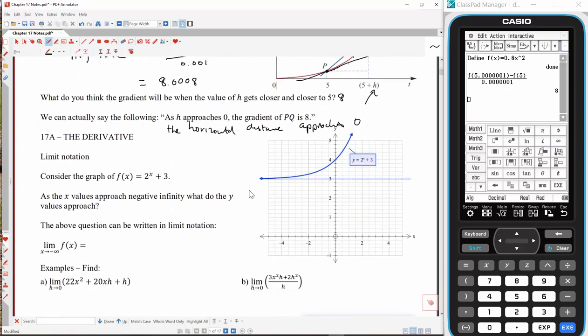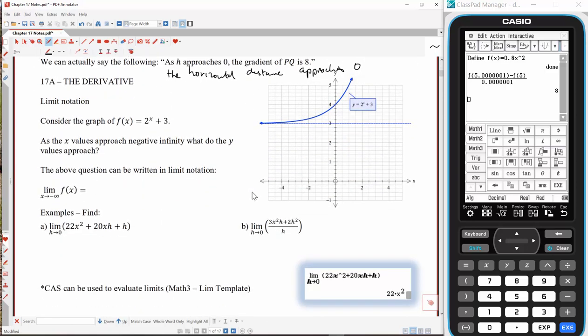All right, so let's get into some language here. So we're going to really hit two new things here. One is called the derivative. Okay, so we'll talk about what the derivative means in a sec. But to work out derivatives, we need to start with what we call limit notation.